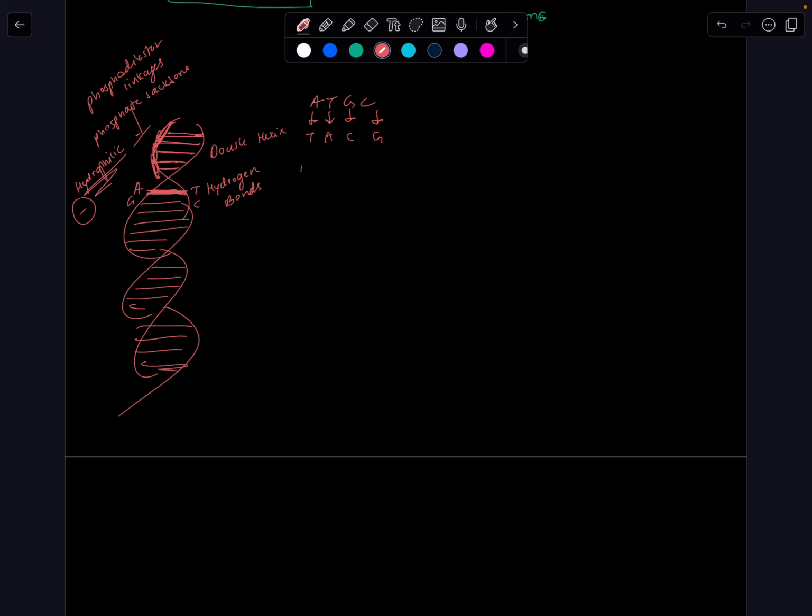Something to note is that A and T only have two hydrogen bonds, whereas G and C have three hydrogen bonds. So that's why strands that have a higher composition of G and C are harder to break apart or denature. It's harder to denature that DNA. Whereas if it has more A and T, it's a little easier to mess with that DNA because it's not as strong as the G and C bonds.